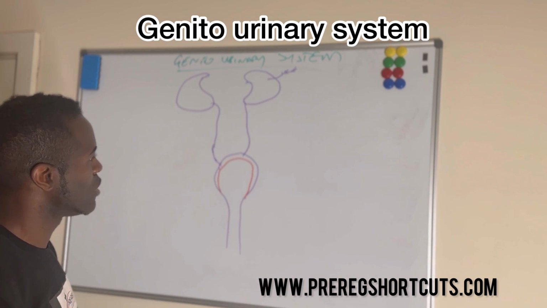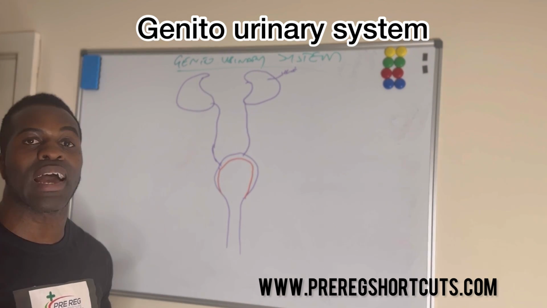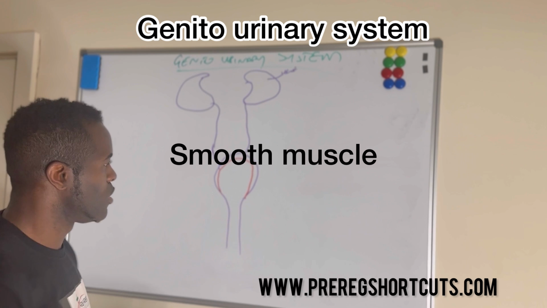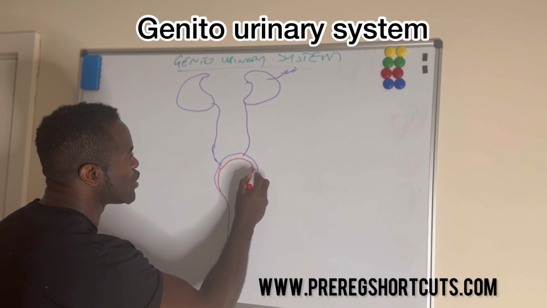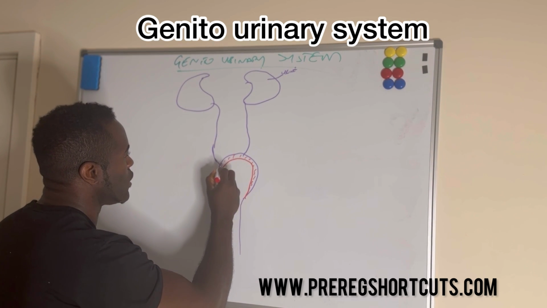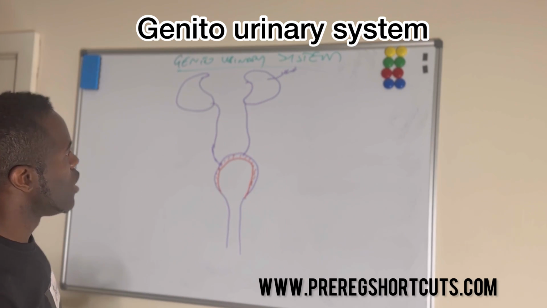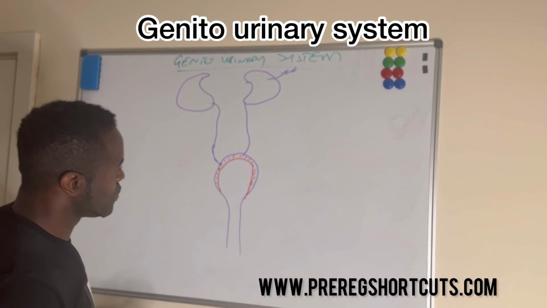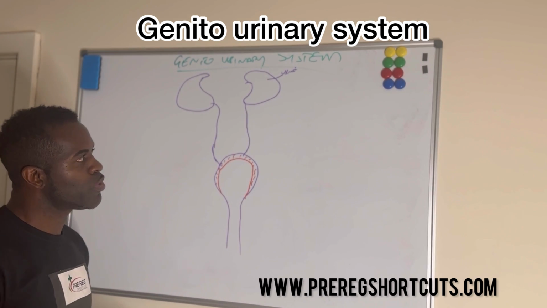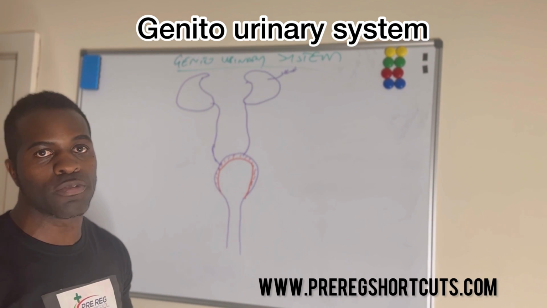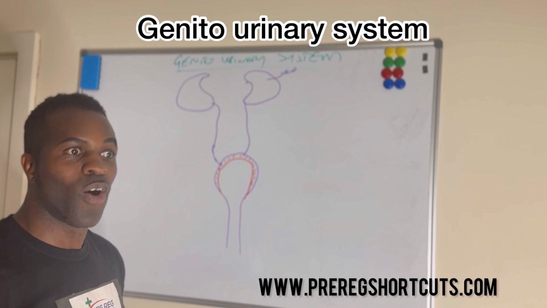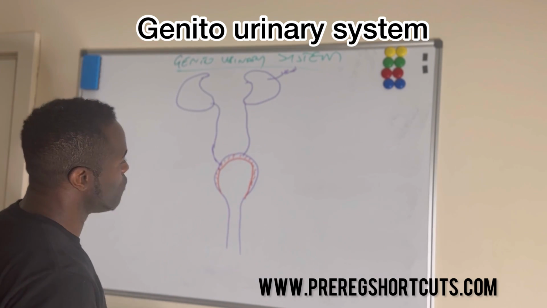I'm drawing this because your bladder has smooth muscle. Your bladder has smooth muscles all over it. It's so important that you know this, and I'm going to tell you why. Why are we looking at smooth muscles? Because smooth muscles are very important in terms of locking or opening your valves.